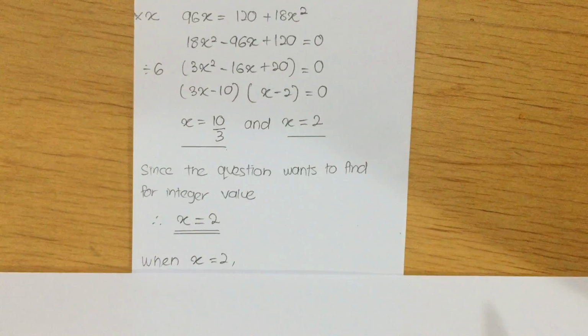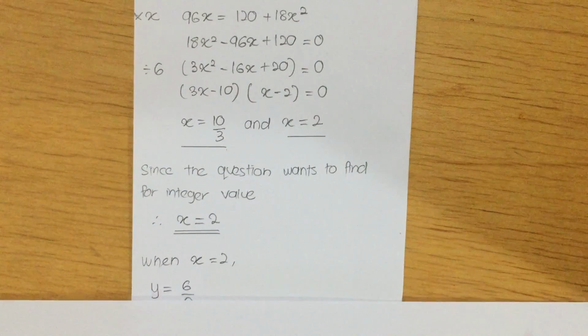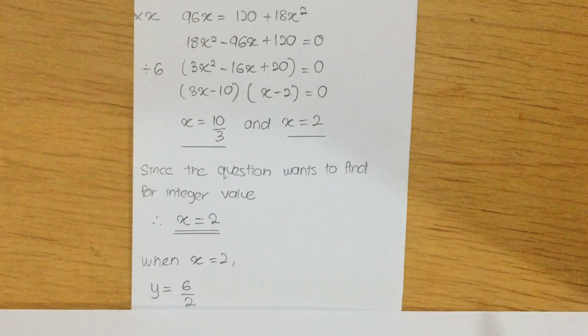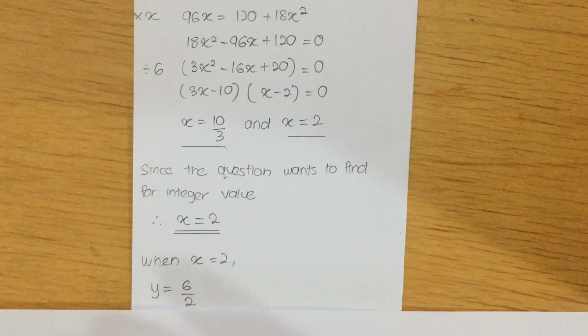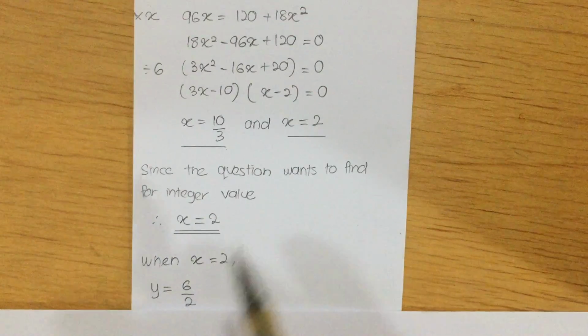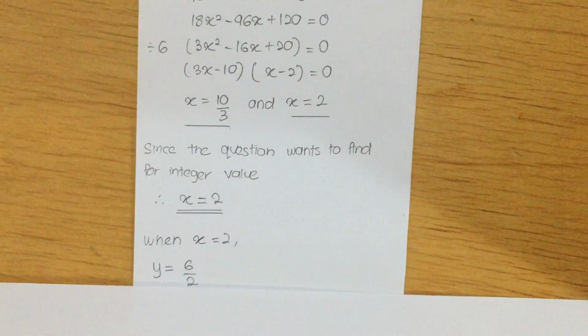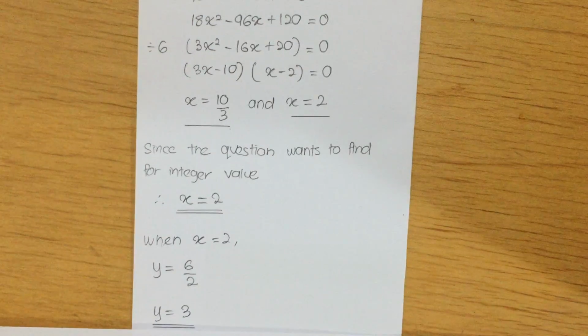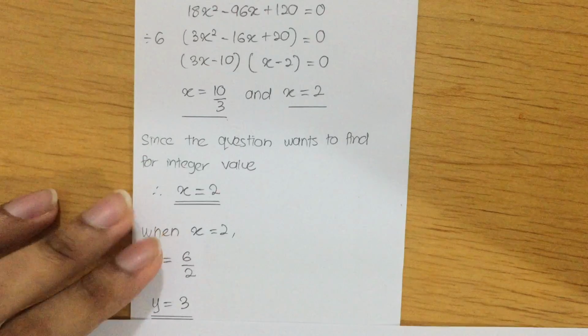So when x equals 2, y equals 6 over x, so we substitute our 2 inside the equation. y equals 6 over 2, you should be getting your answer equals 3.